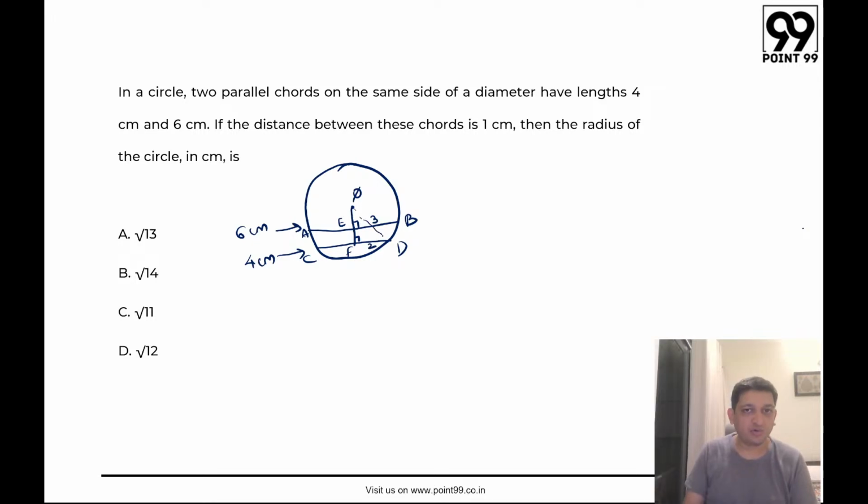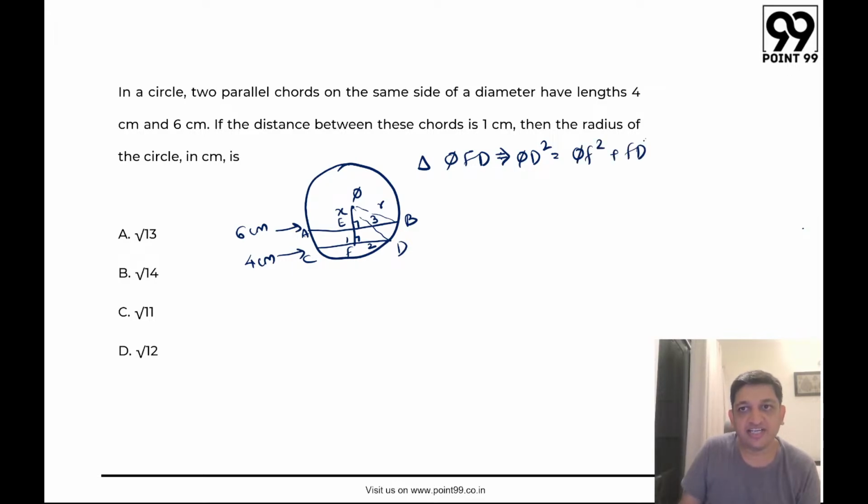We also know that OD is R and OB is also R. Fairly straightforward context that we have here. So let's say the value of OE is X, OB is R and EF is 1. Okay? We can say that in triangle OFD, what do we have? OD square is equal to OF square plus FD square.